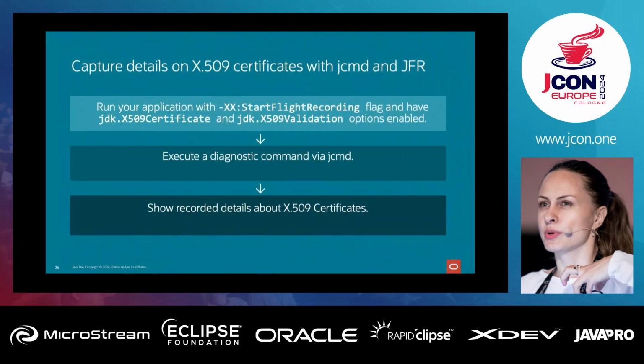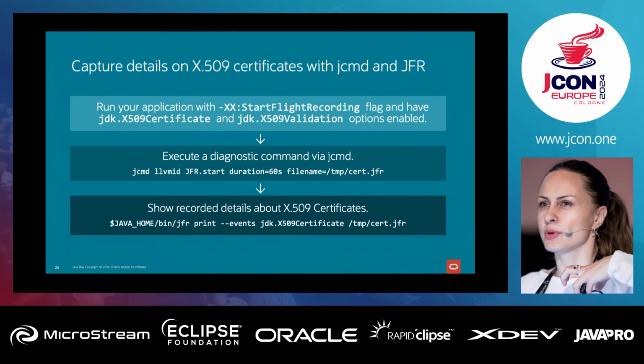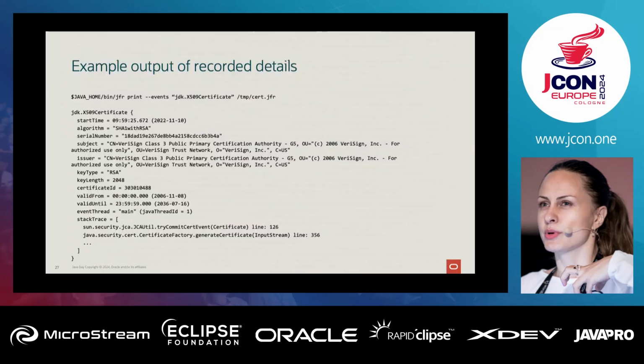Now, to capture details on X509 certificates with JCMD and JFR, you can always run your application with -XX:StartFlightRecording, execute the diagnostic command like I did earlier, and of course you can now print the events and just give the name jdk.X509Certificate if you want to check the certificates. And here we have an example output for the print events in the temp JFR, but this one contains an X509 certificate event with all the details like start time, algorithm, serial number, subject, issuer, and so on. So all the details that were said earlier are captured in this nice JSON.